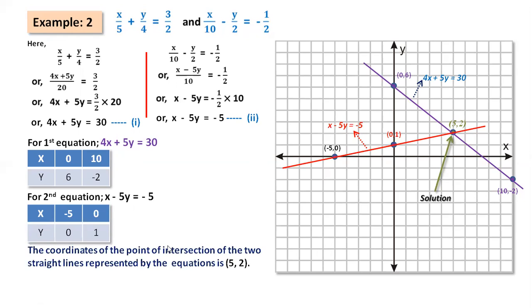Solution is this: the coordinates of the point of intersection of the two straight lines represented by the equations is 5 comma 2. Hence x equals 5 and y equals 2 is the solution.